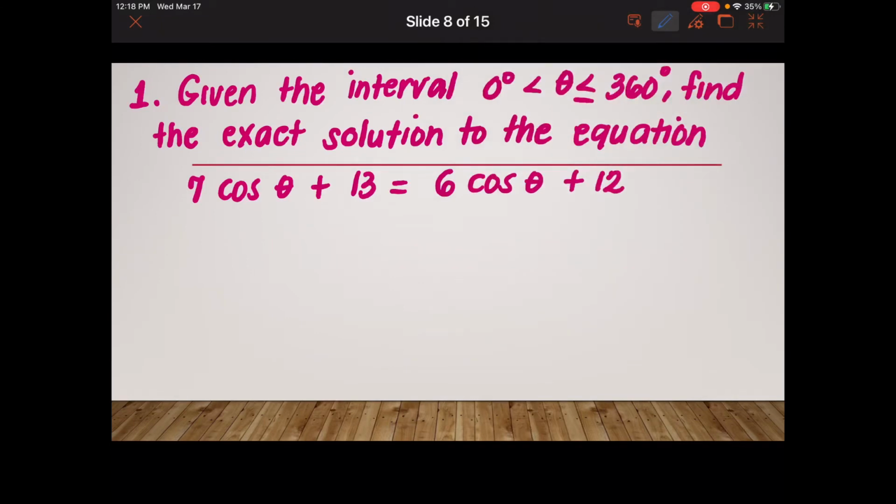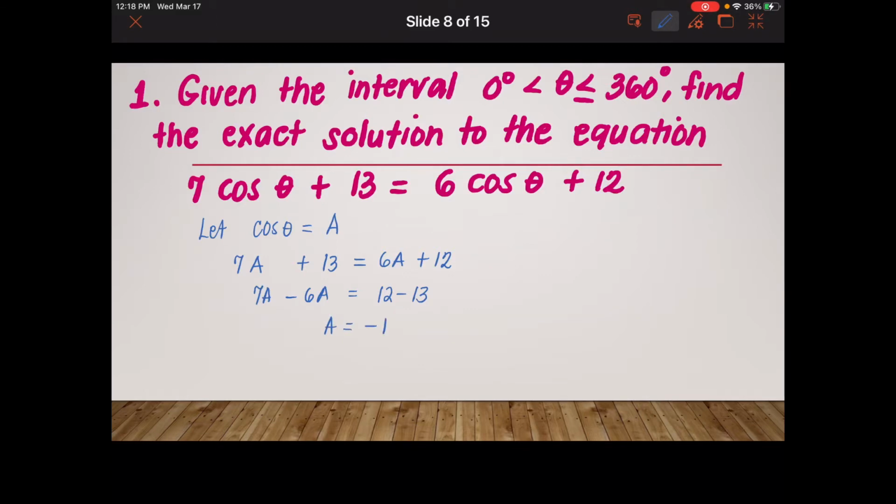Okay, so that you don't get confused, I will let the function cosine theta be equal to the variable a. Then my equation will become 7a plus 13 is equal to 6a plus 12. And then we'll just solve for a. So I'll have 7a minus 6a is equal to 12 minus 13. So my a is equal to negative 1.